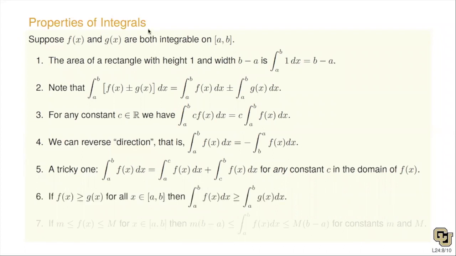The sixth property says if f is greater than g, then the integral of f will be greater than the integral of g. And here, the easiest thing, again, is to think about the picture. So suppose I have a function f of x. So here's my a to b. And so this is the function f. And now suppose I have a function g of x that's less than f.